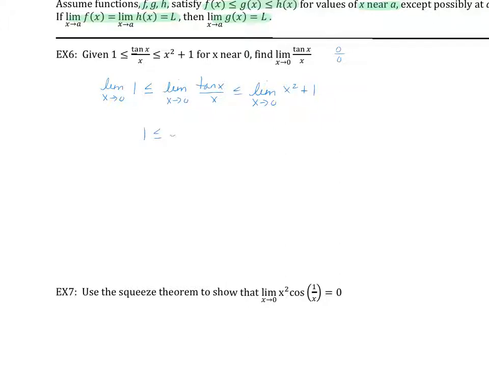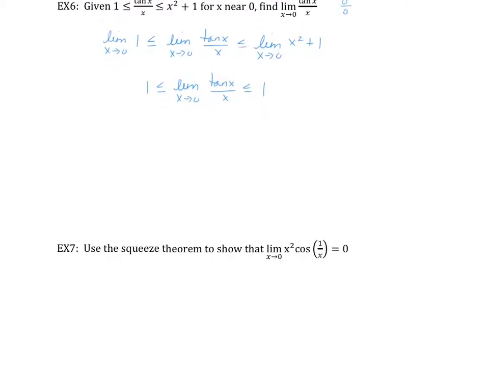Now notice I'm going to keep the limit as x goes to 0 of tangent of x over x, because that's what I'm trying to find, but it's indeterminate. Now the limit as x goes to 0 of x squared plus 1 is also 1. So think about what that says. It says the limit has to be greater than or equal to 1, and less than or equal to 1. And the only way that can happen is if the limit is equal to 1.